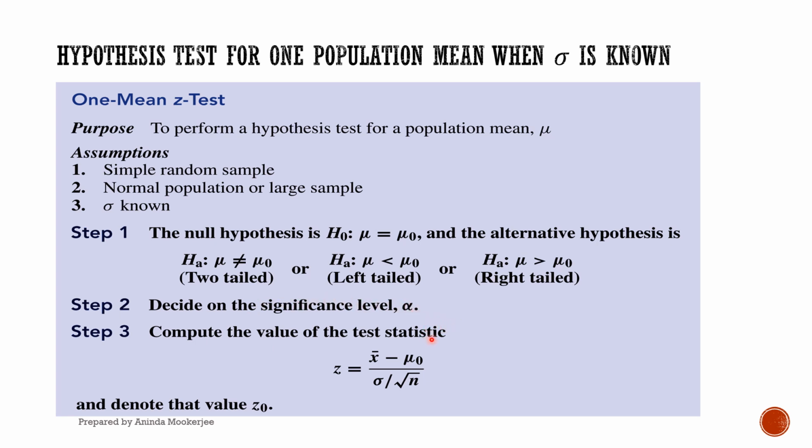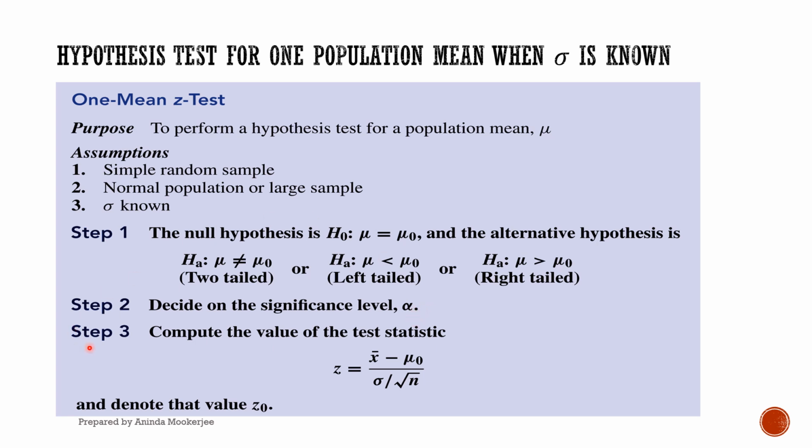In step 2, we decide on the significance level alpha. For our purposes in this course, alpha will be given to you as a significance level of 5% or 1% or in percentage form. The alpha value is the decimal form of that percentage.